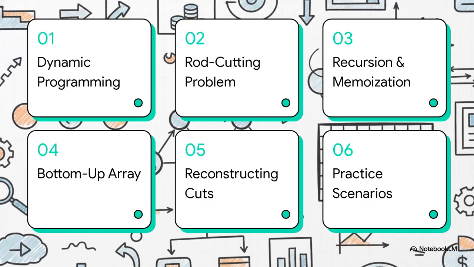Here is our game plan for today. We'll start with the dynamic programming paradigm, then introduce our case study, the rod cutting problem. From there, we'll compare recursion and memoization, build out a bottom-up array, learn how to reconstruct the actual cuts, and finally, finish up with a few practice scenarios.